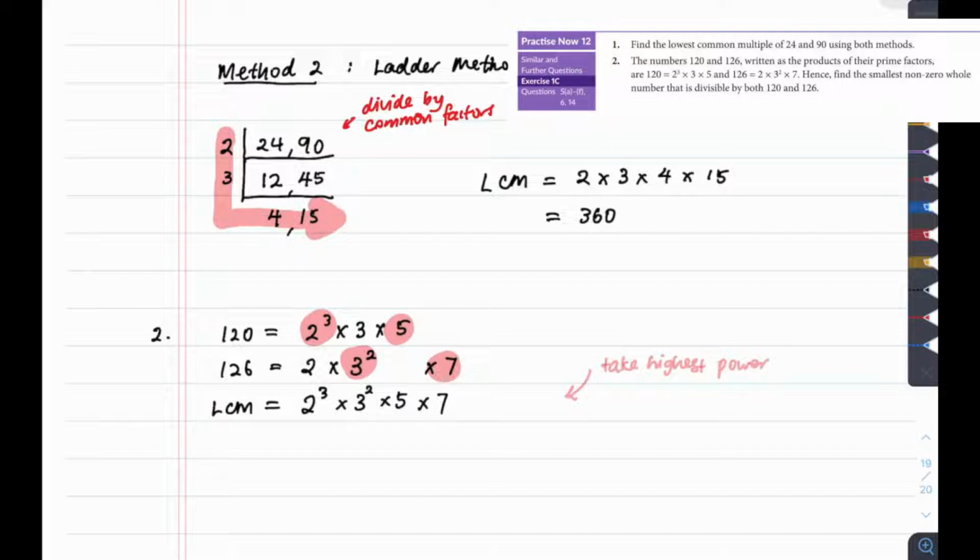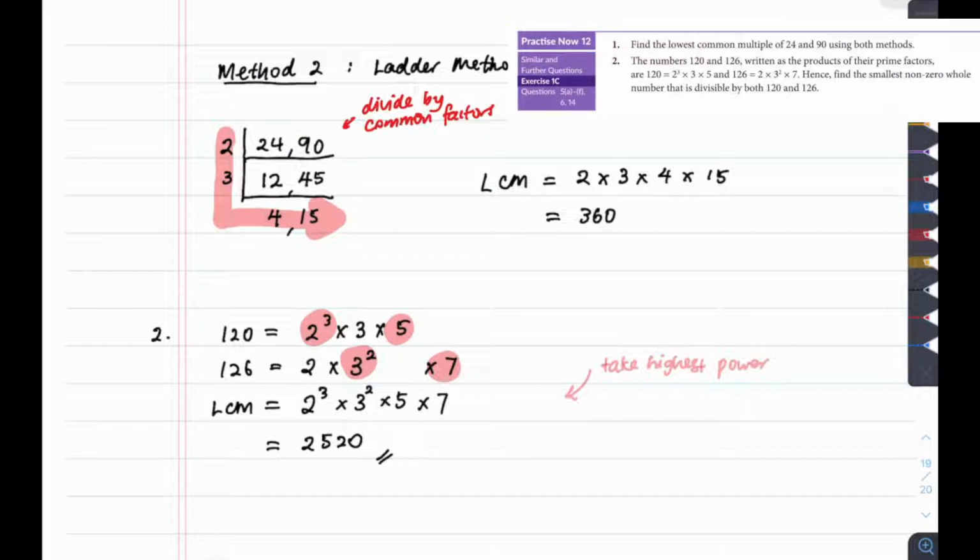Okay, so when you multiply this together in the calculator, you will get 2520. Okay, so for question 2, they've already given us the prime factorization, so we might as well use it, right? Now let's push this a bit further.